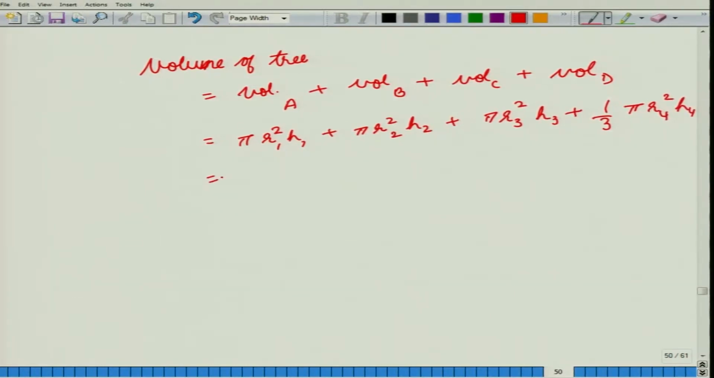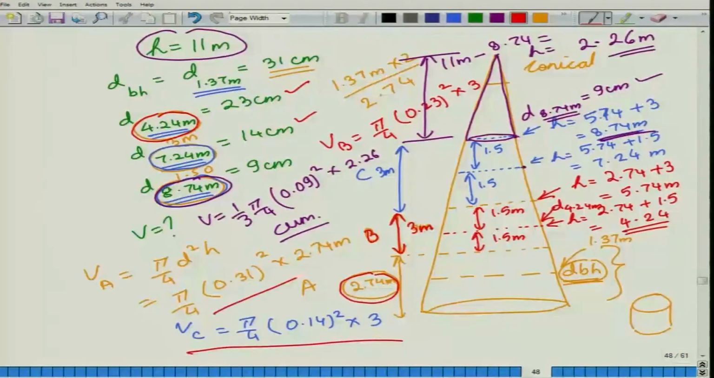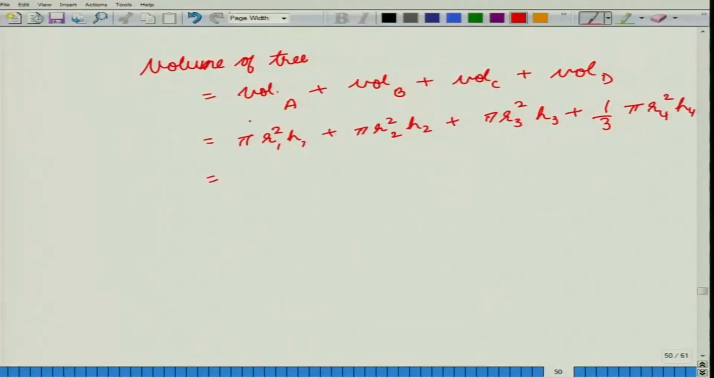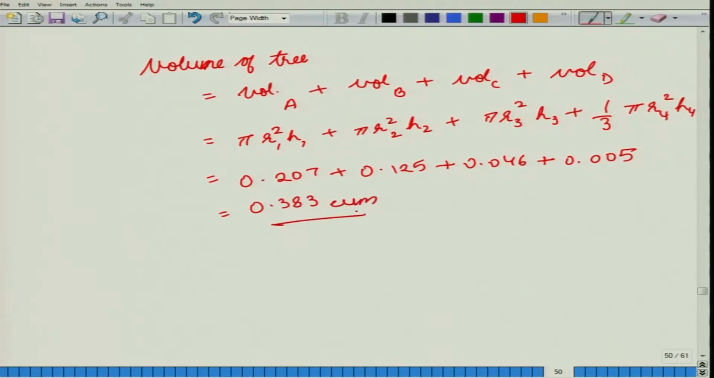Now, in our example case, we have already calculated these volumes in terms of these formulae. If we computed these, we would find that it is 0.207 plus 0.125 plus 0.046 plus 0.005. So, the total volume is 0.383 cubic meter. This example tells you how we make cuts out there in the forest for measurement purposes, and also how we calculate the volumes once we have made those cuts. So, let us now look at another example.